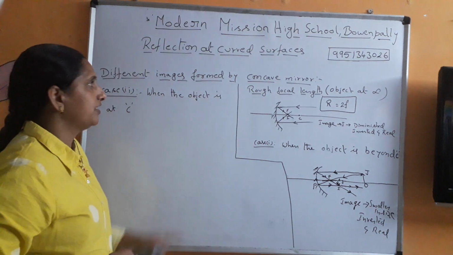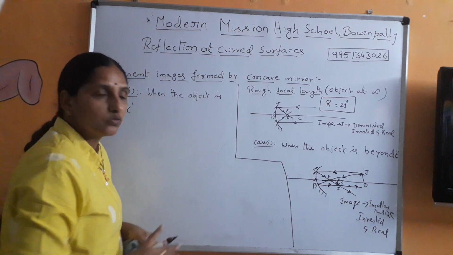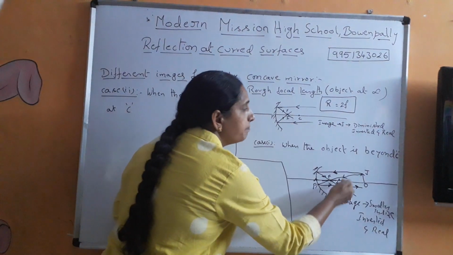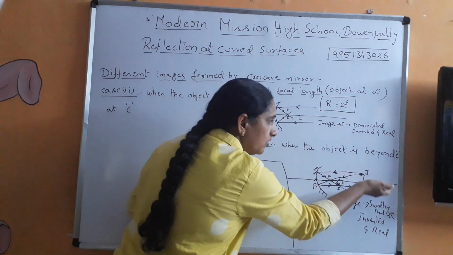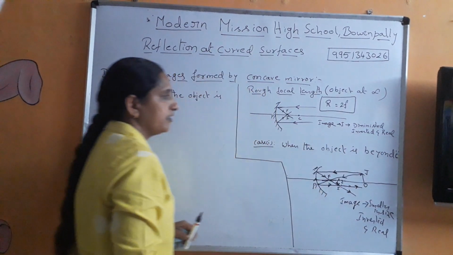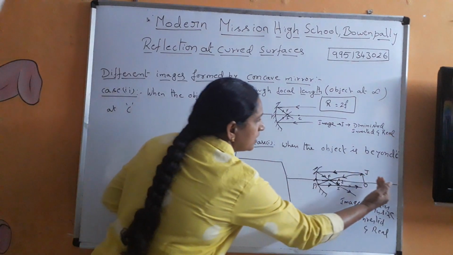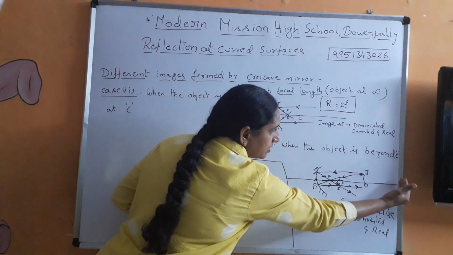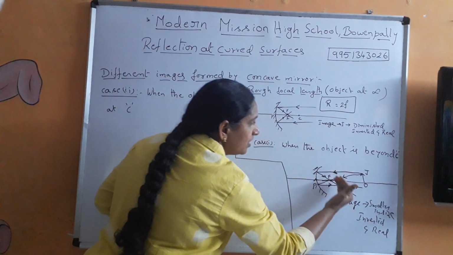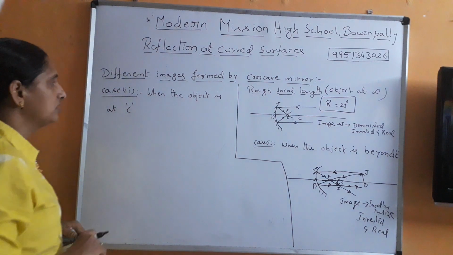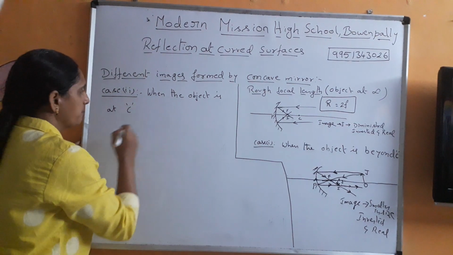Done? So now the next case, when the object is yet to see. Here we have taken the object beyond C. That means this is the center of curvature, and beyond this you have taken the object. Now we are bringing the object a little bit closer to the mirror. Previously we had taken an infinite distance. We moved it to a finite distance. Now we are coming closer to the mirror, and we are keeping the object on the center of curvature.